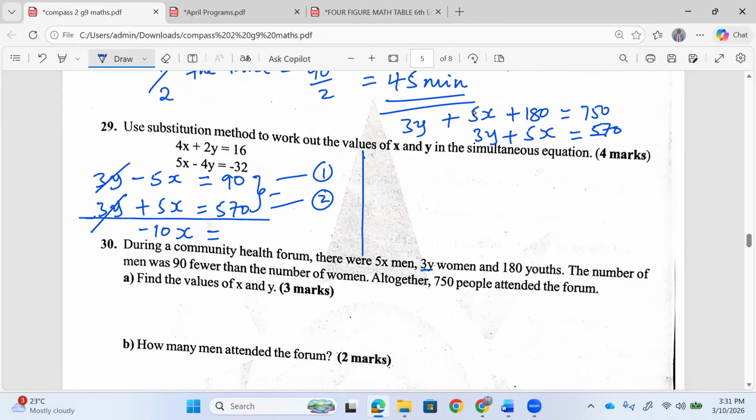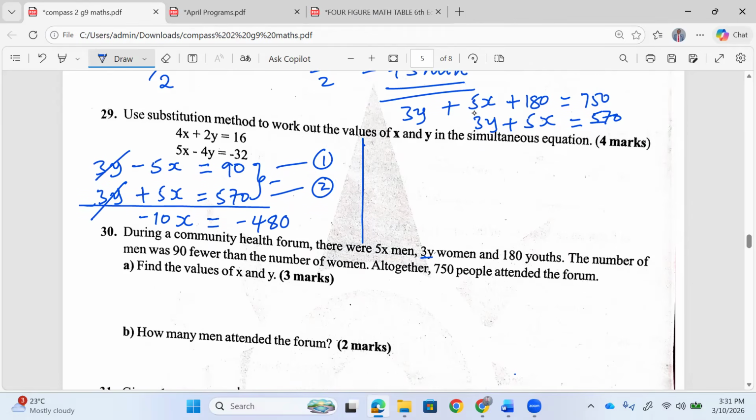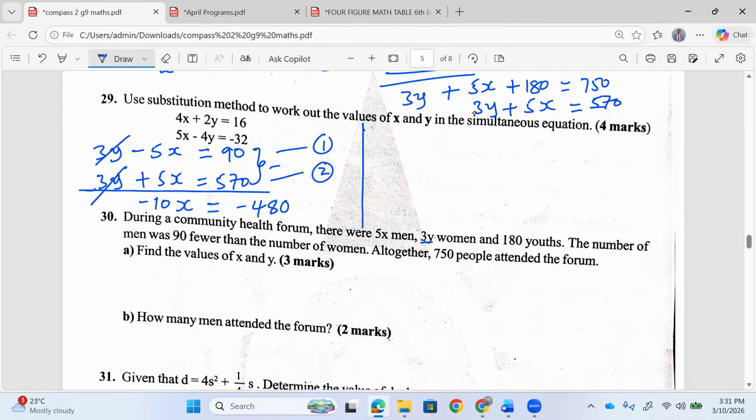And this is negative 480. So if I am to remain with X, then I'm supposed to divide through by negative 10. The negatives will cancel. 480 divided by 10 becomes 48. So you see, the value of X is 48.